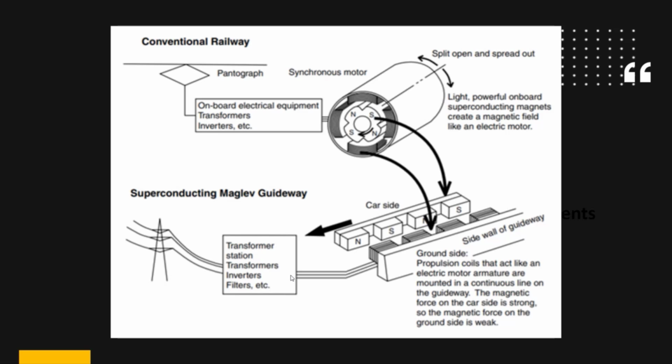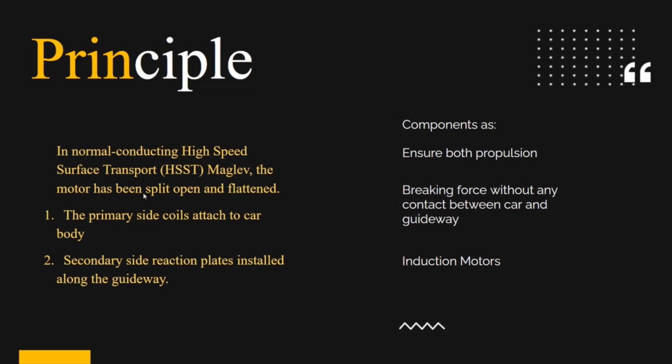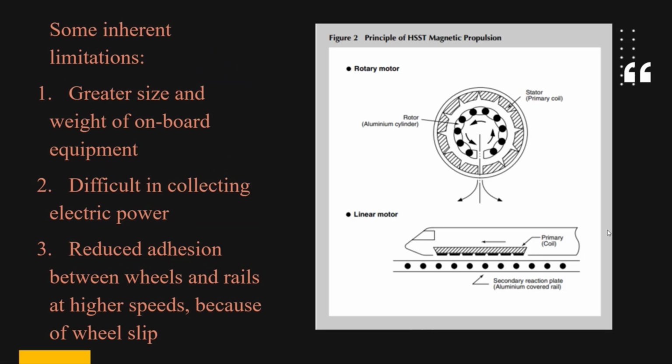And this is for the transformer station or transformer inverters. The principle in normal conducting high speed surface transport, HSST maglev, is that the motor has been split open and flattened. First is the primary side coils attached to the car body, and for the secondary side, reaction pads installed along the guideway. The components ensure both propulsion and braking force without any contact between car body and guideway, and for induction motors, this is some inherent limitation.